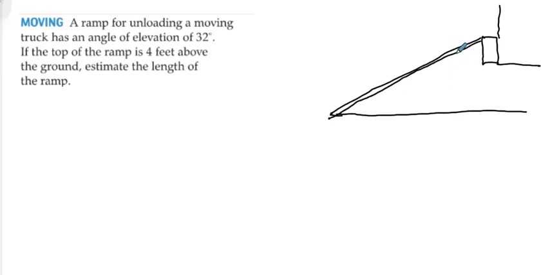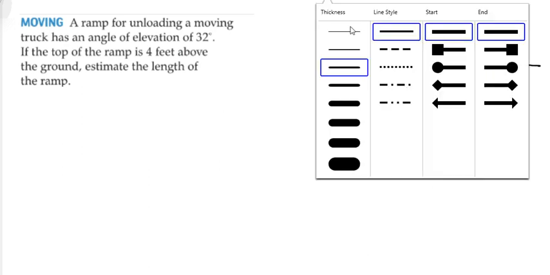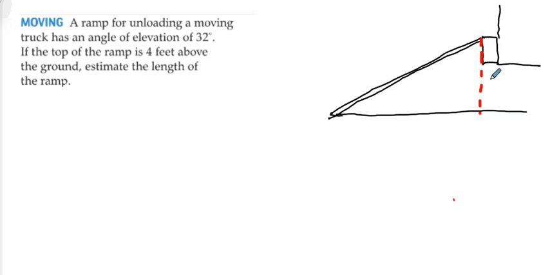Okay, and so then it says the top of the ramp is 4 feet above the ground, which means that is like this right here. So from the top of the ramp to the ground is 4 feet. And then it says this angle of elevation. So that's this right here. It's 32 degrees. The angle of elevation is how much it's going up from your base, your flat line. And so now we don't quite have enough information.